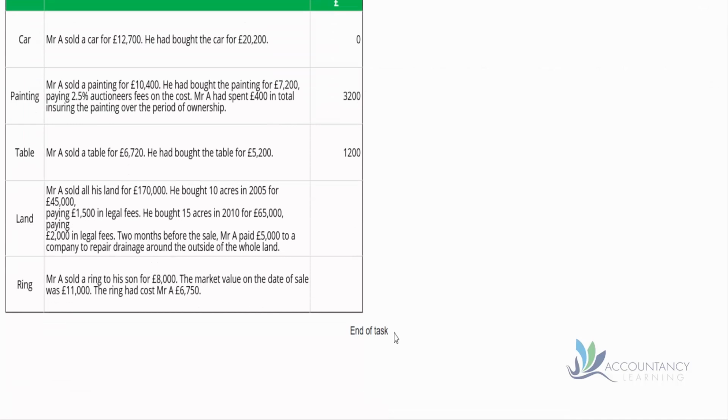Next then, some land. Mr. A sold all of his land for £170,000. He bought 10 acres in 2005 for 45,000, paying 1,500 in legal fees. And because these are legal fees in relation to buying the land, that's part of the capital cost. He also bought 15 acres in 2010 for 65,000, paying 2,000 in legal fees. So 2 months before the sale, Mr. A paid 5,000 to a company to repair drainage around the outside of the whole land.